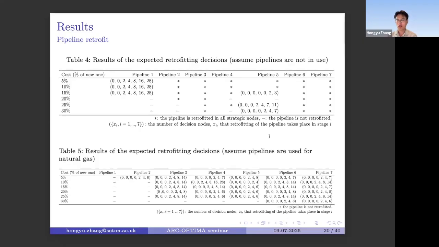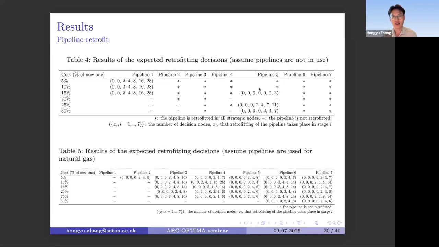Okay, so now I present briefly some results related to the energy system decisions. Like I mentioned, we consider retrofitting the pipelines for hydrogen use, and we consider two cases. The first case is we assume the pipelines are not in use. That means there is no gas flowing in the pipelines, and this is not a very unrealistic assumption because there are some pipelines in the North Sea that are unused now.